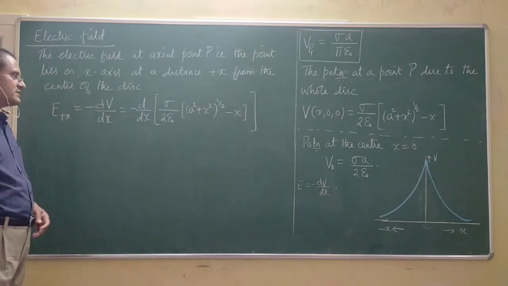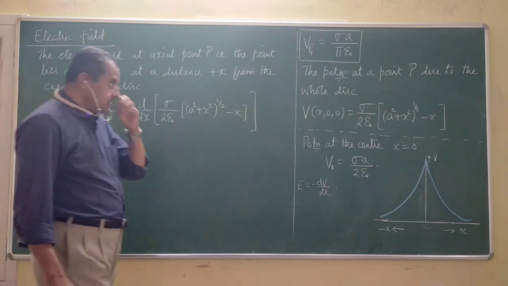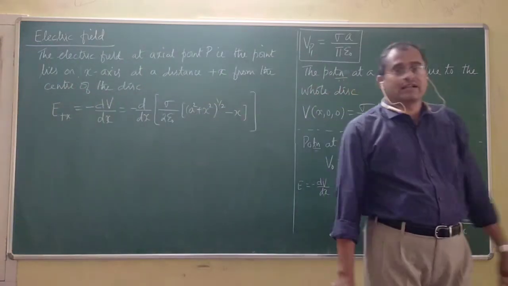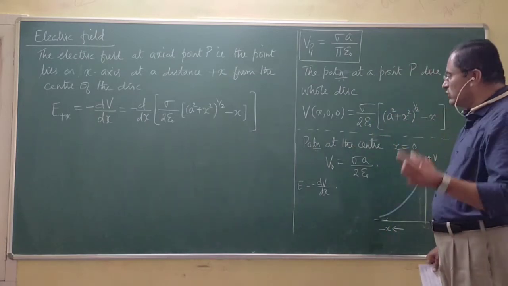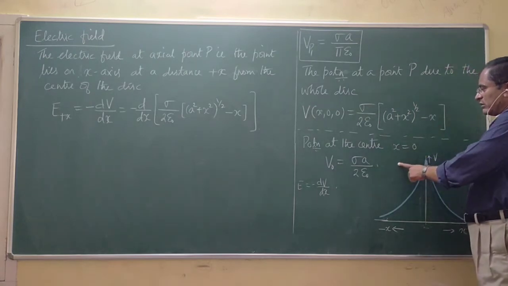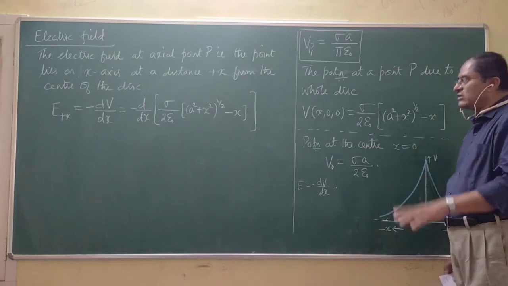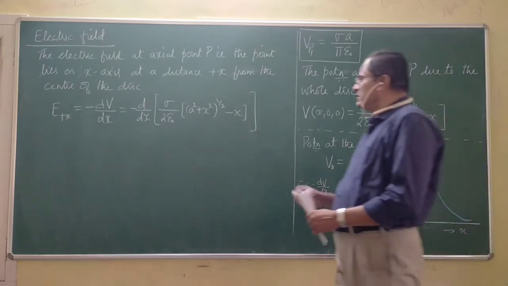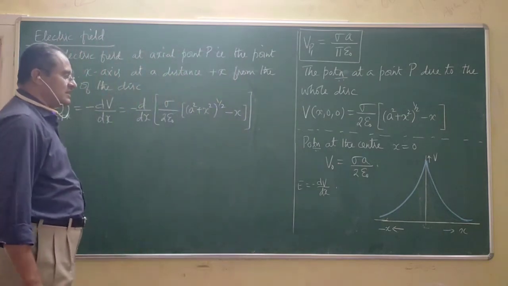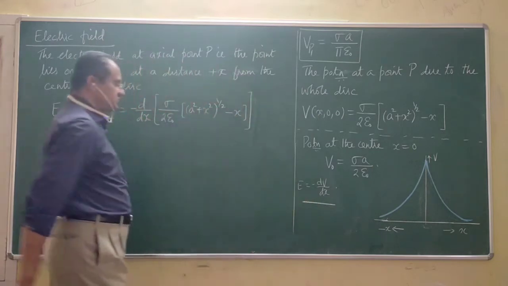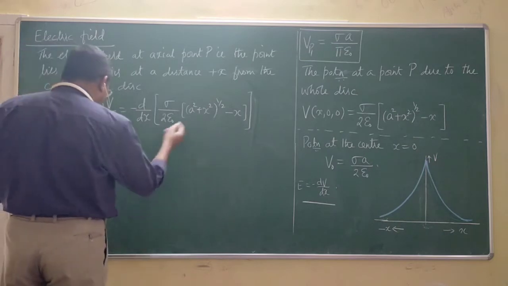Is that okay to you? Now we have understood why I have written this expression for potential. The idea of writing the expression for potential is to tell you how we arrive at potential at the center of the disk by substituting x is equal to 0. The next point is to derive expression for electric field using this expression, this relation.